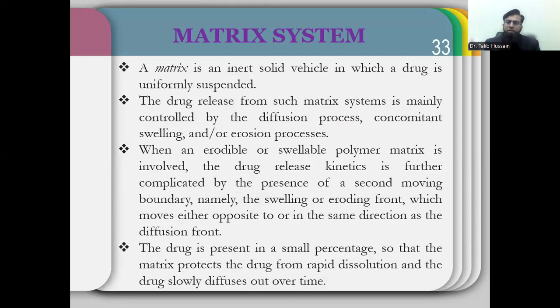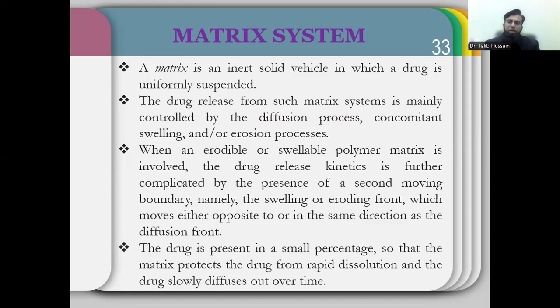Okay, now come to the second system, which is known as the matrix system. Matrix, as we know, is a homogeneous or uniformly blended drug with a polymeric material. So an inert solid vehicle in which the drug is uniformly suspended will be known as a matrix system.